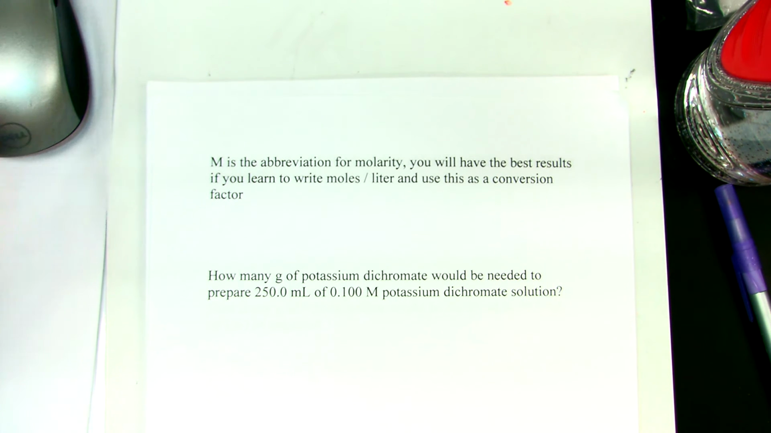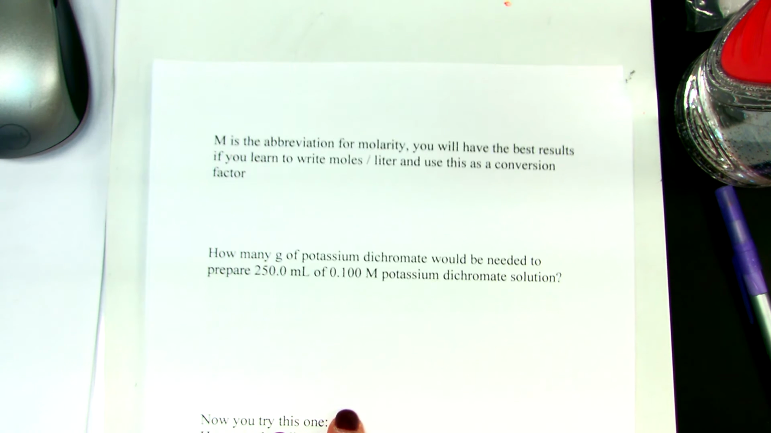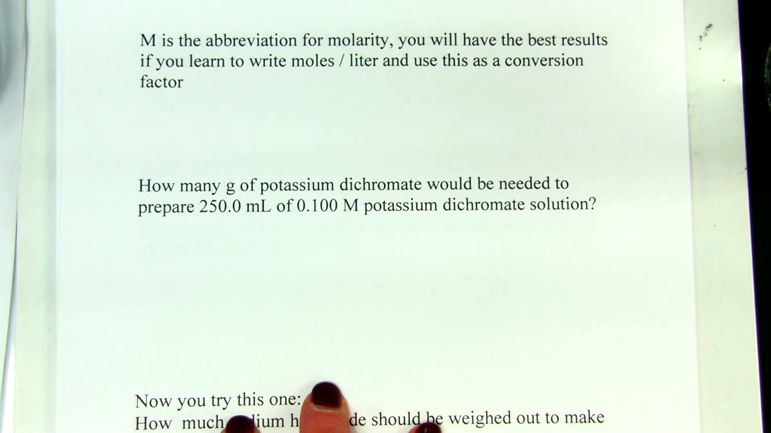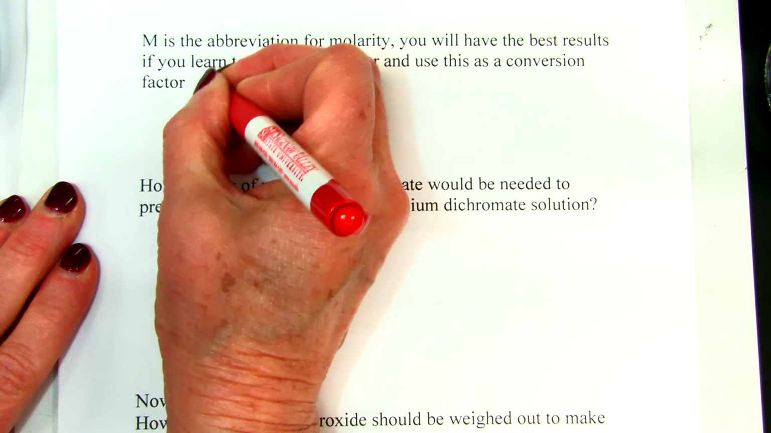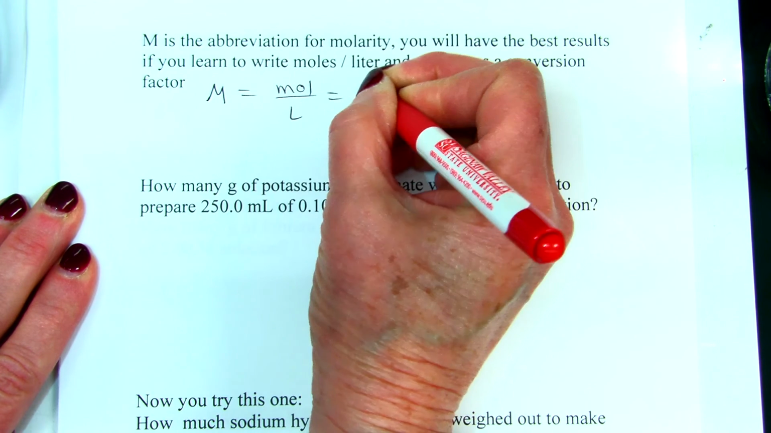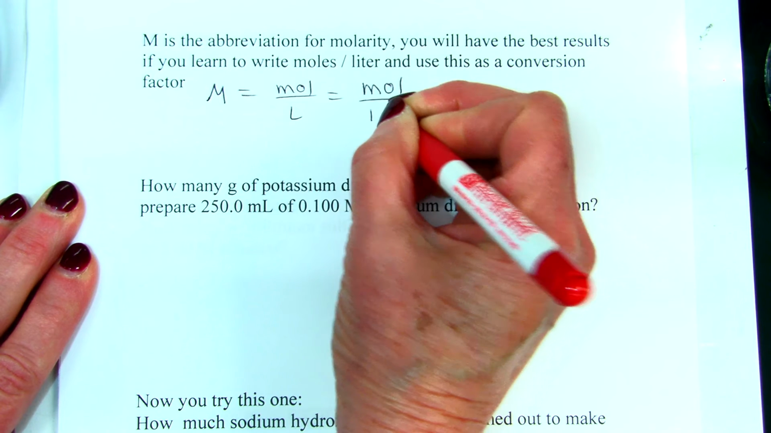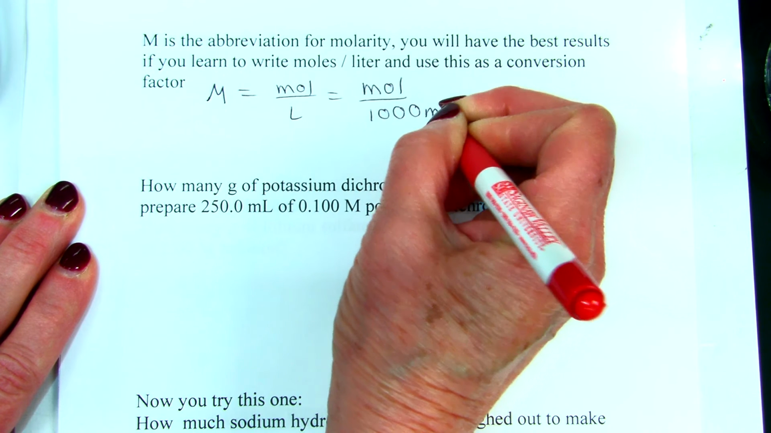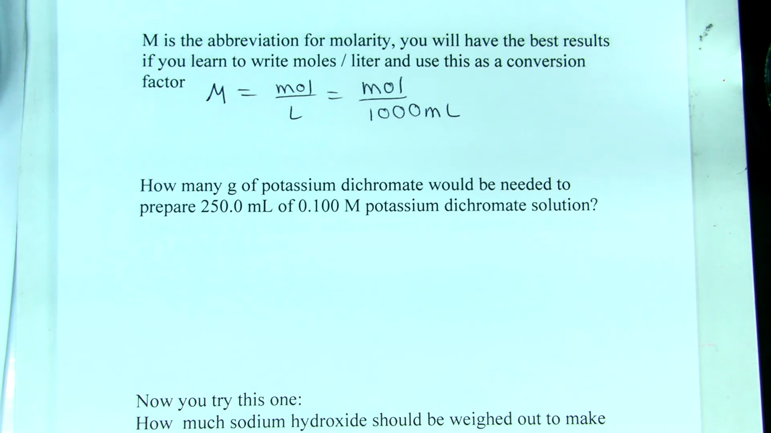Well, again, we use it as the two-part unit. So it's really important that you learn to write the uppercase M as moles per liter, or often you'll see me try to shortcut a step by writing moles per 1,000 milliliters. That way we can cancel the milliliters out.